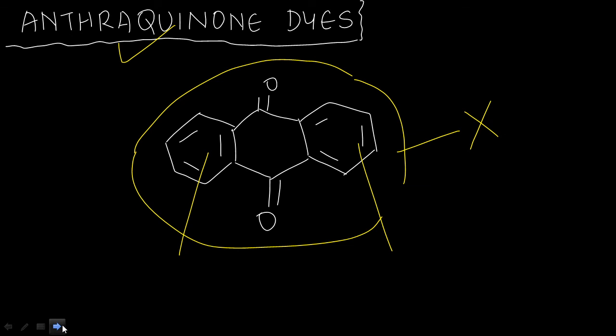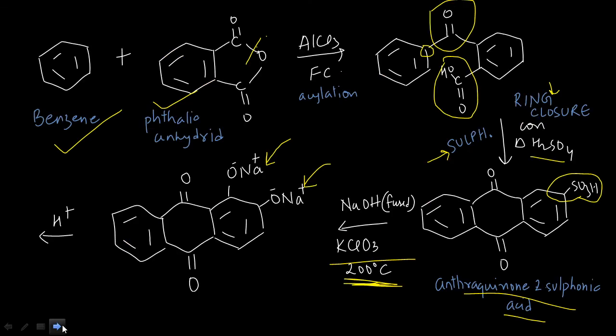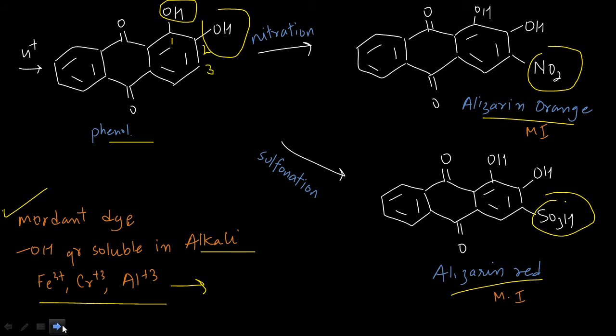Why are these known as vat dyes? Then anthraquinone dyes, the synthesis via Friedel-Crafts acylation, followed by substitution. When nitration takes place, it is alizarin orange, and sulfonation gives alizarin red, and it is a type of mordant dye. So we use metal ions. The phenolic OH group is soluble in alkaline forms, and they form lakes with different metal ions.